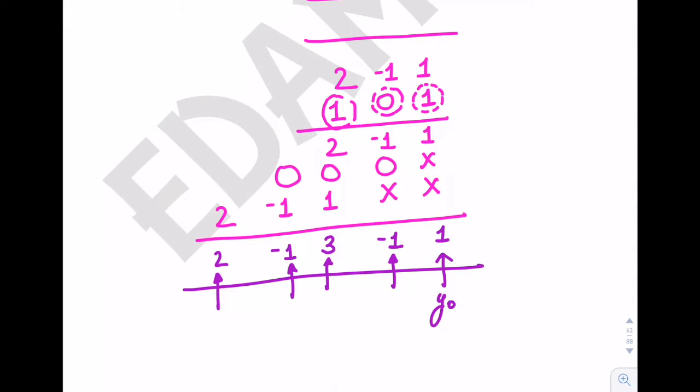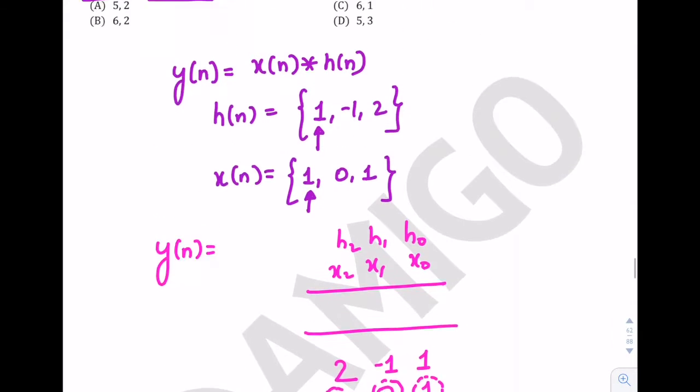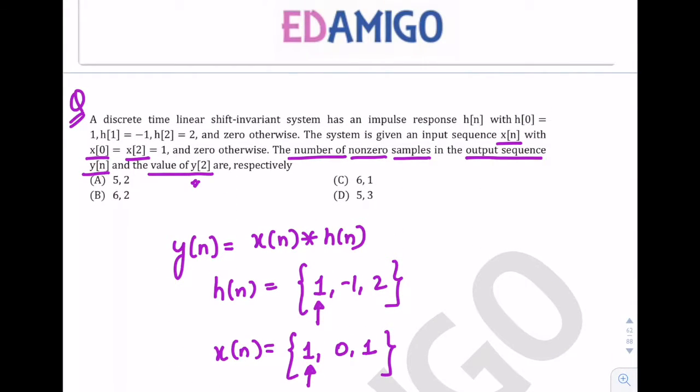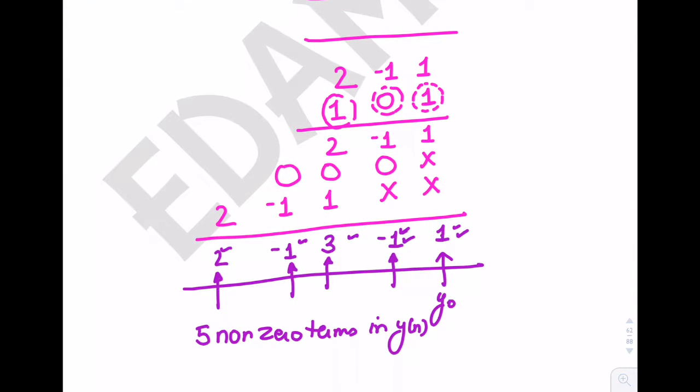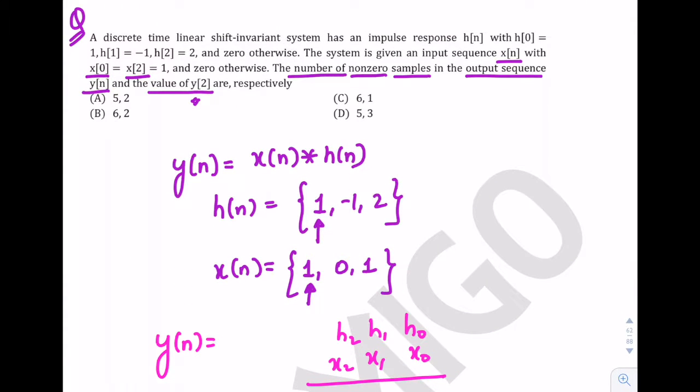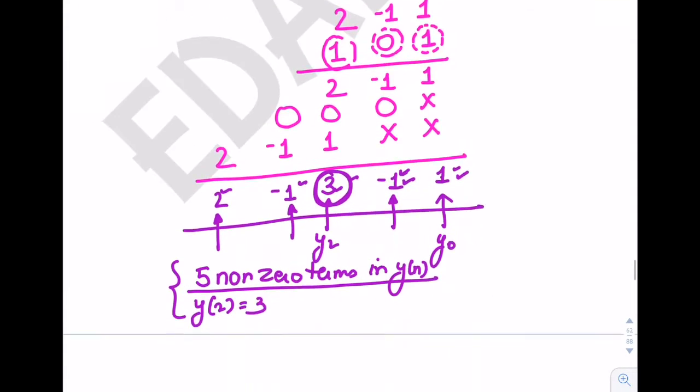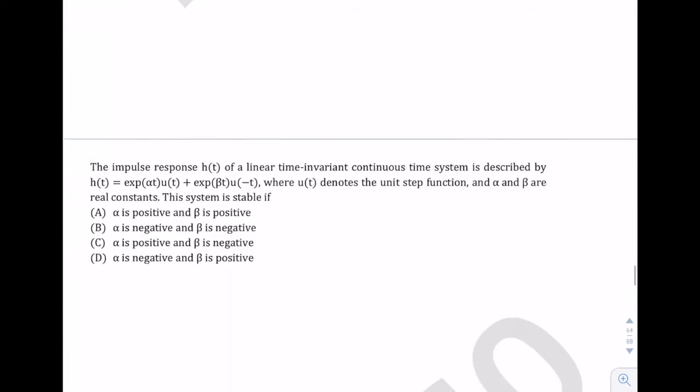So there are only 5 non-zero terms in y[n], and we have to find the value of y[2]. We can see that this is y[0], y[1] and y[2], so this is y[2]. So there are 5 non-zero terms and y[2] is equal to 3. So the answer to the question is 5, 3, that is D is the correct answer. This was a simple question based on convolution.